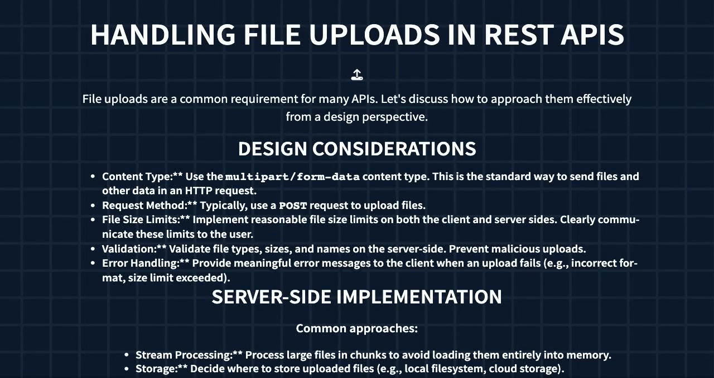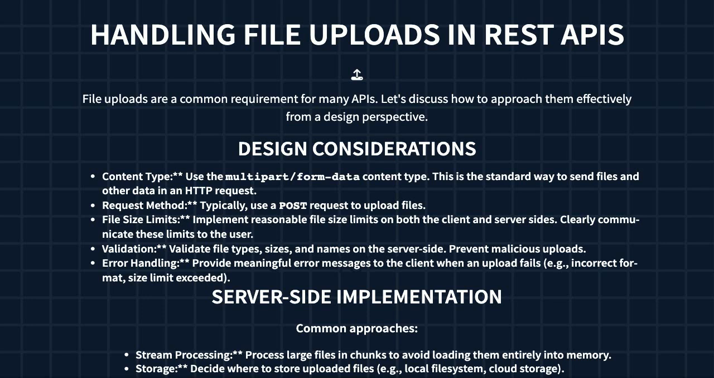Okay, let's talk about handling file uploads in your REST API. It's a really important consideration for many applications. First off, you'll almost always want to use the multipart/form-data content type. That's the standard way to send files through HTTP requests. Usually, you'll be using a POST request to handle these uploads. Think about setting reasonable file size limits on both the client and server sides, and definitely validate those files on the back end to prevent any unexpected or malicious content.